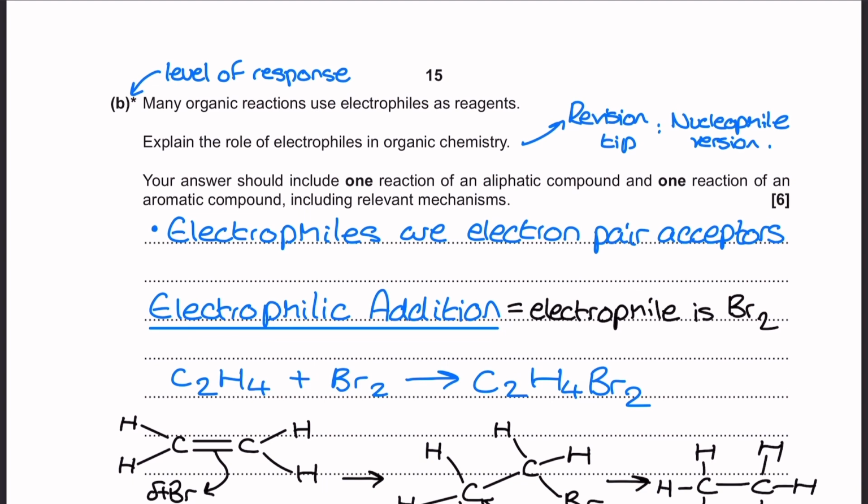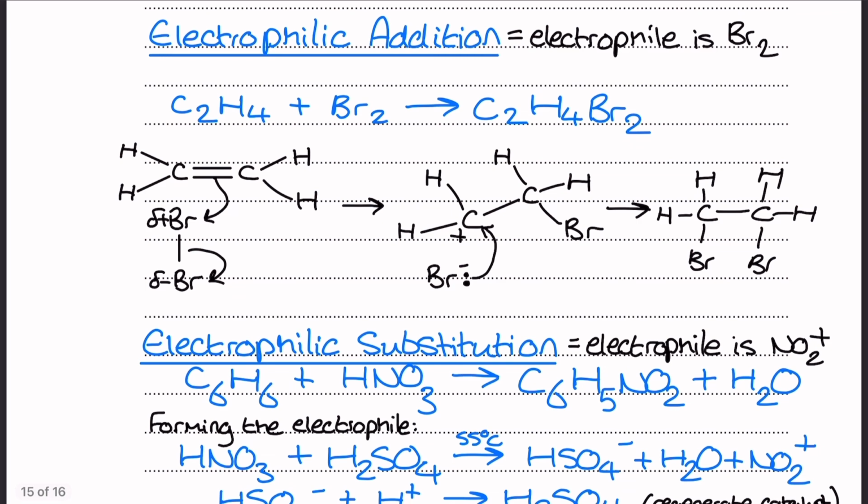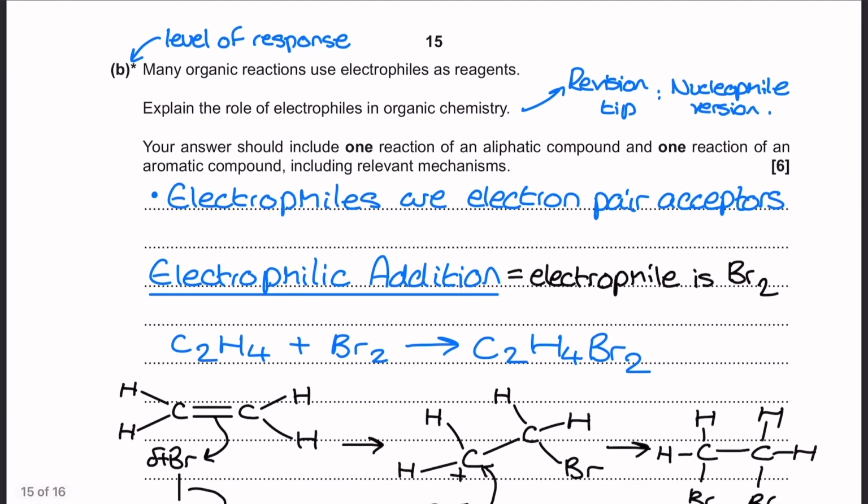Moving on to the final part of the paper, and this is a great revision question. Many organic reactions use electrophiles as reagents. Explain the role of electrophiles in organic chemistry. Pour your heart out. It's a level of response. Keep it subheaded. Keep it clear. I know it's a pain that you have to draw mechanisms over line space, but deal with it. Pour your heart out with this question.